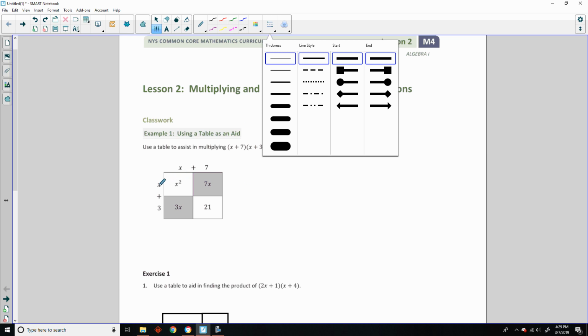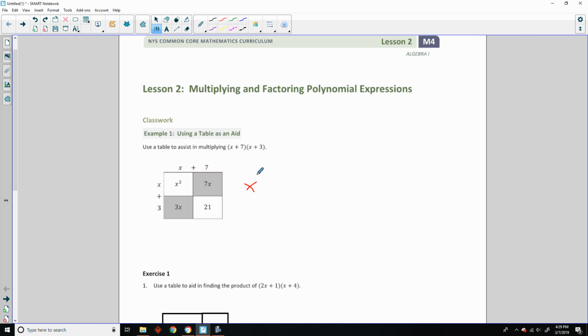X times x is x squared, x times 7 is 7x, 3 times x is 3x, and 3 times 7 is 21. This is darkened here because they're pointing out that these are like terms, so when I finally write my final term, I start with the x squared term, combining my x's, which is 3x plus 7x, which is 10x, and then plus 21. So that is using a table as an aid to create your polynomial.